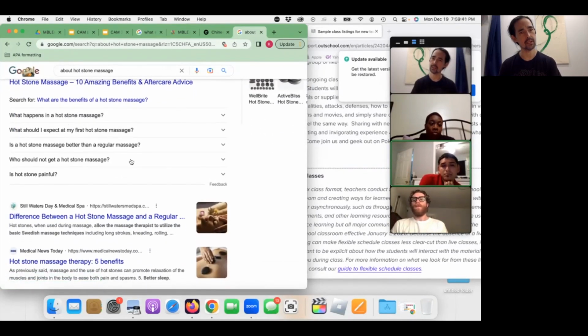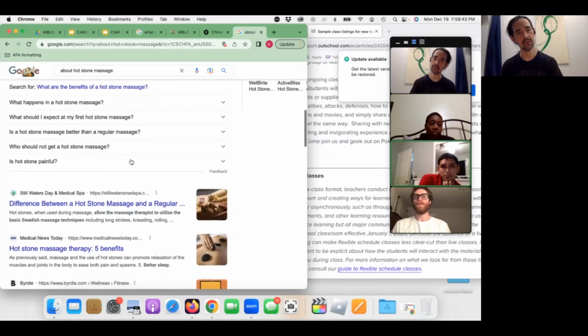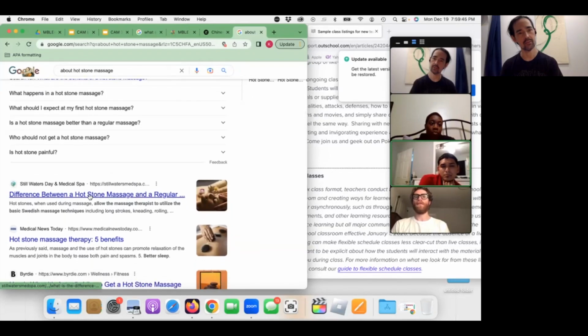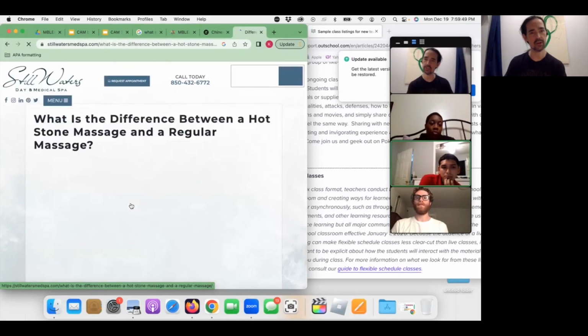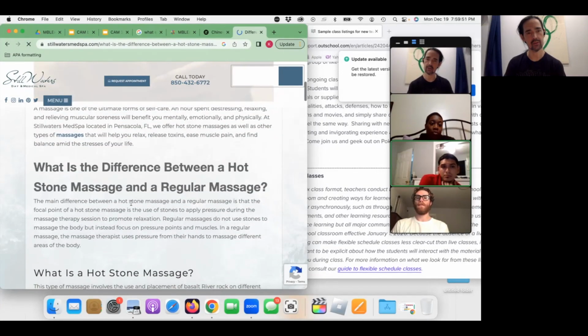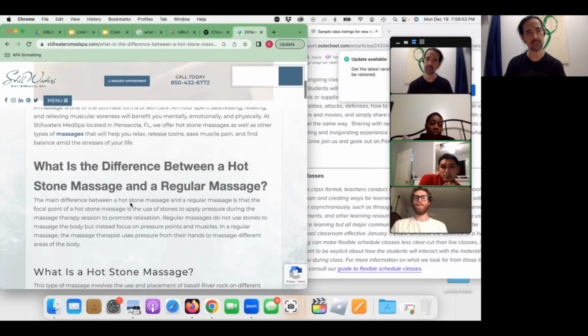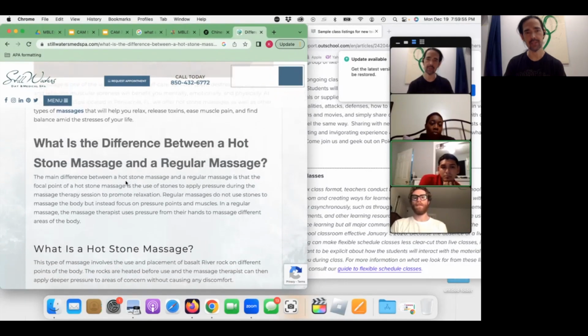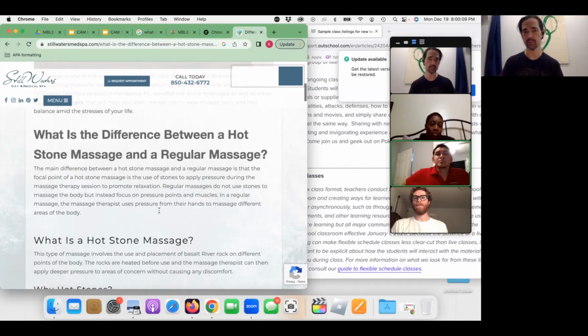Let's see. Origins of hot stones, when used during a massage, allow the massage therapist. I'm sorry. The main difference between a hot stone massage and a regular massage is that the focal point of a hot stone massage is the use of stones to apply pressure during the massage therapy session to promote relaxation. Regular massages don't use stones.